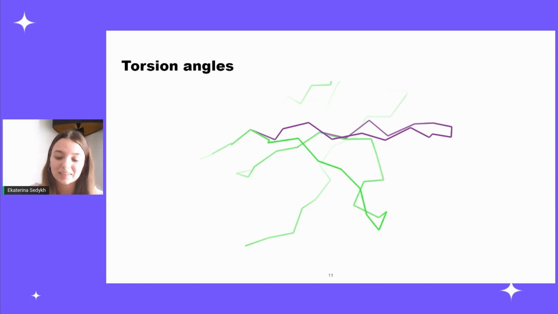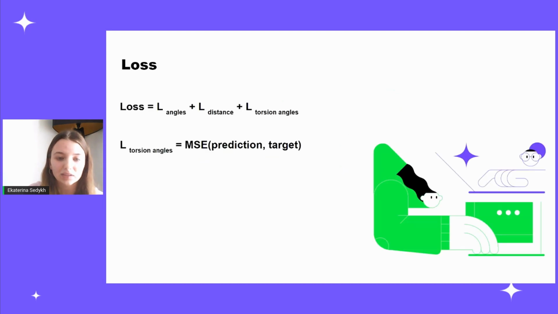And that's why we decided to consider torsion angles in our model, and we included them into the loss. So our loss consists of flat angles, which is what you think about when you just talk about angles, the distance loss, and the torsion angles loss. And the torsion angles loss is simply mean squared error, like L2 loss, between predicted and target torsion angles.